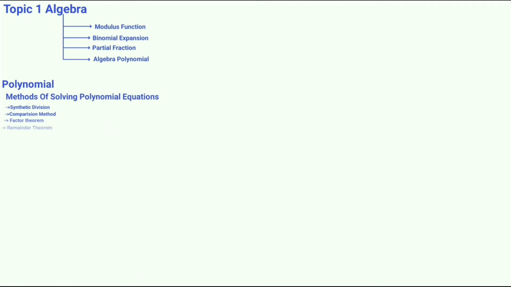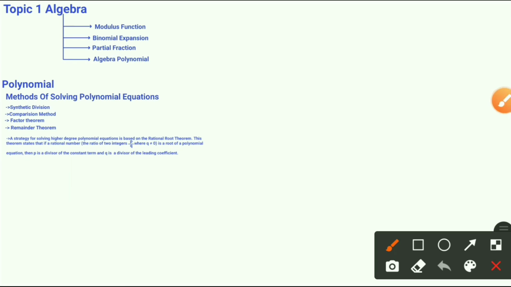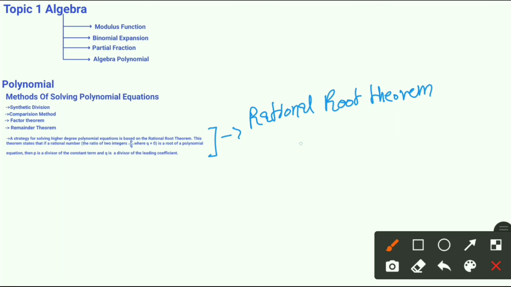Methods of solving polynomial equations: synthetic division, comparison method, factor theorem, remainder theorem, rational root theorem. What is the rational root theorem? This method will apply only if the roots are rational and not irrational. So if the roots are rational, which means p upon q, where q is not equal to 0.